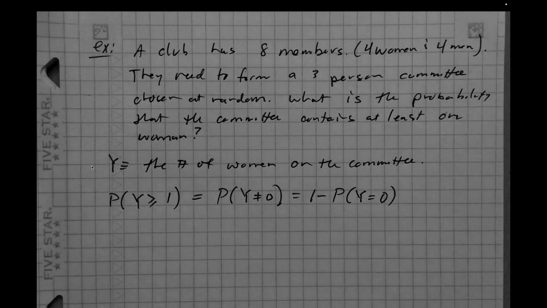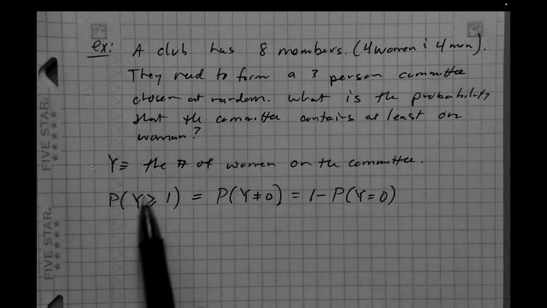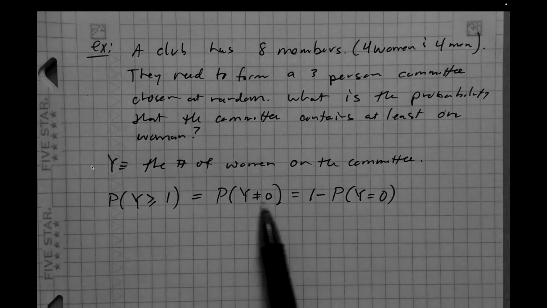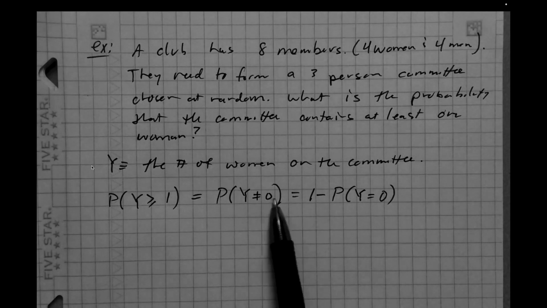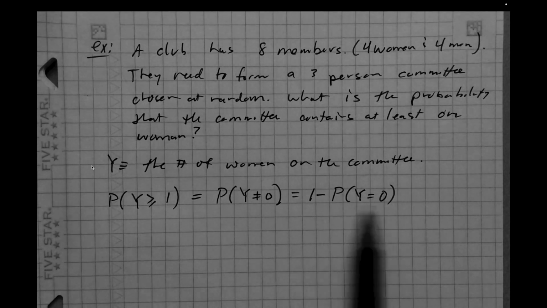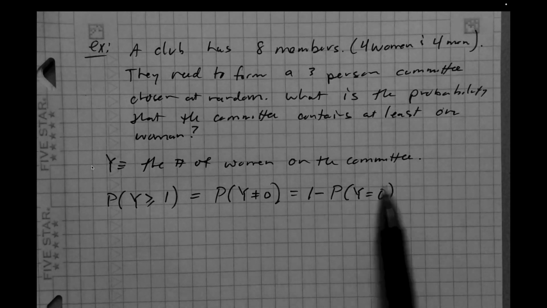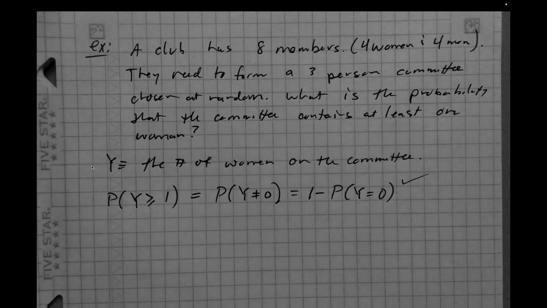Right, so you can do this sort of algebra with random variables. You can logically express one statement about a random variable in terms of another. So the probability that y is greater than or equal to 1 is equal to the probability that y is not equal to 0, right? Which is equal to 1 minus the probability that y is equal to 0. So this is the way we're going to actually solve this problem. We're going to use this last expression.